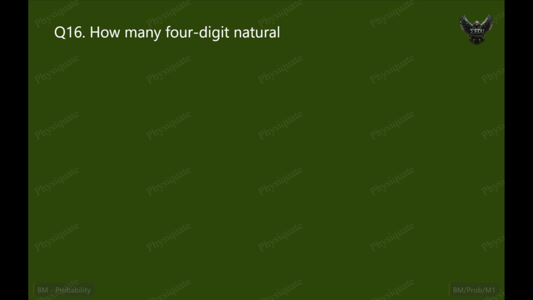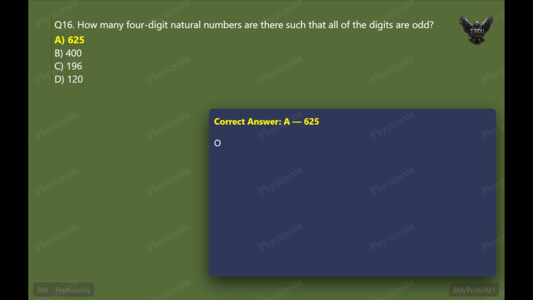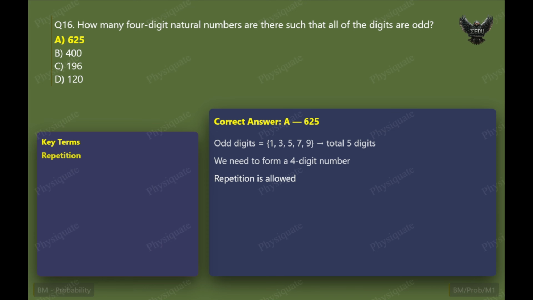Question 16. How many 4-digit natural numbers are there such that all of the digits are odd? Correct answer is option A. Odd digits equal 1, 3, 5, 7, 9, a total of 5 digits. We need to form a 4-digit number. Repetition is allowed. Now let us consider repetition. When repetition is allowed, the same digit can be used in multiple positions. Each position can be filled independently.